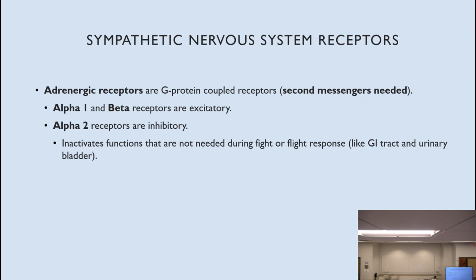Okay, so there are different types of adrenergic receptors. They are a type of receptor that we call G protein coupled. The activation of the receptor, the binding of epinephrine, norepinephrine to the receptors, will activate a second messenger. Typically the alpha 1 and the beta receptors 1 and 2 are excitatory, and the alpha 2 receptor is inhibitory. Okay, so epinephrine will bind to them.